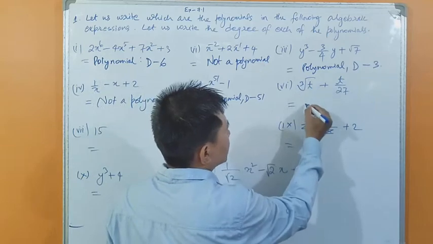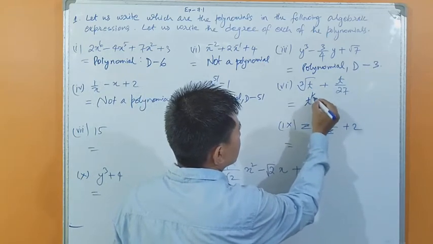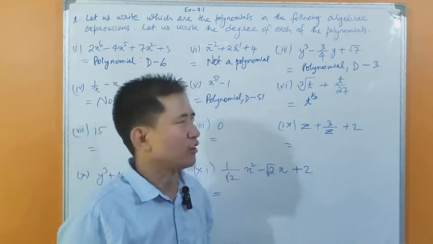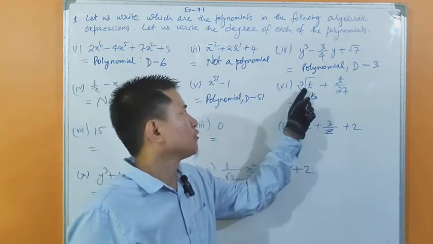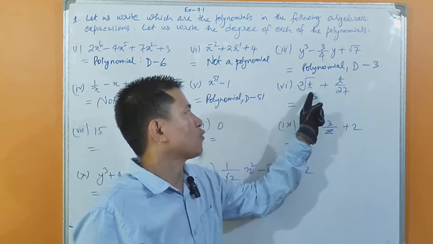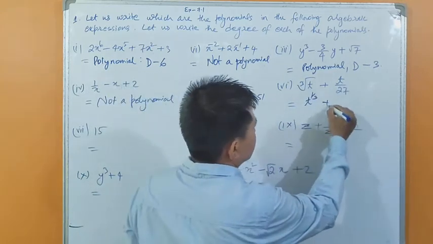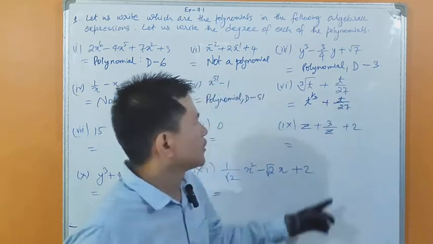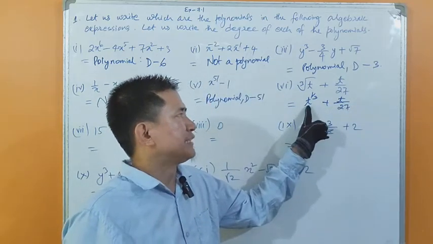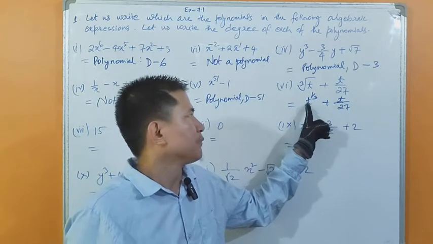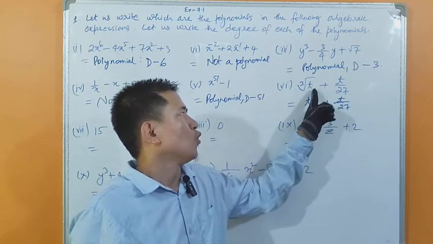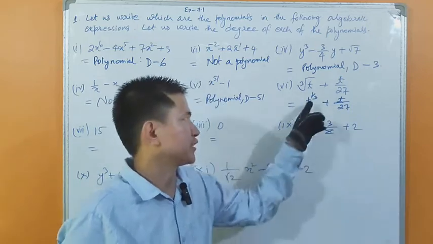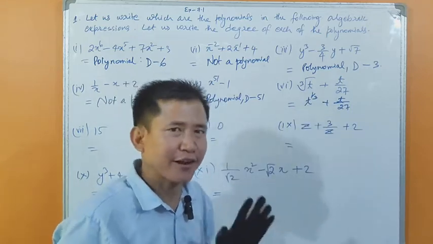Cube root of t means you can convert this in this way, t to the power 1 upon 3. We have learned this in the chapter called indices, isn't it? Cube root of t can be written as t to the power 1 upon 3 plus t upon 27. Now, the power of the variable t is 1 upon 3, which is positive but not a whole number. This is a fraction.